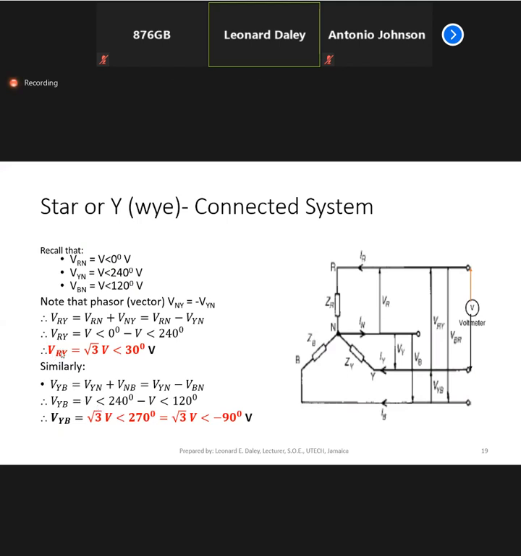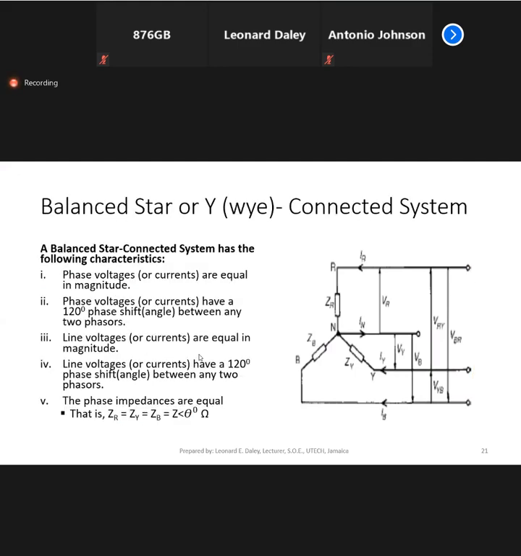The line voltages will have the same magnitude among themselves, and the phase voltages will have their own magnitude among themselves. So hopefully that is clear. Clear? All right, good.